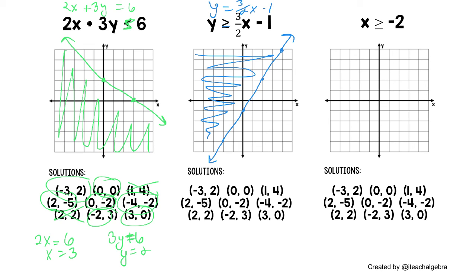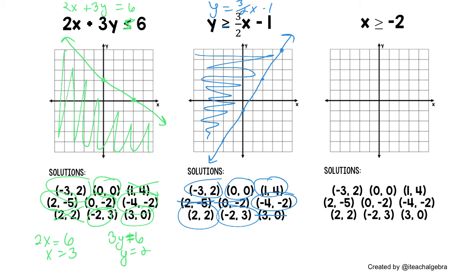Pause here, test your points, tell me what's the solution. We got 3 no solutions, 2, -5, 0, -2, and 3, 0 are not solutions. All of the rest of these are. All right, it's the last one.